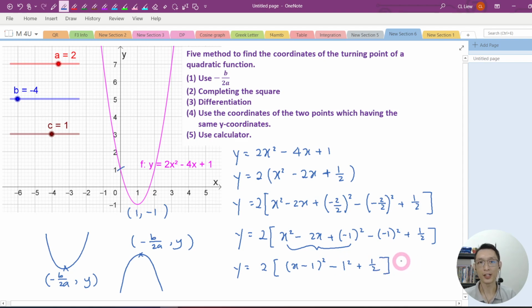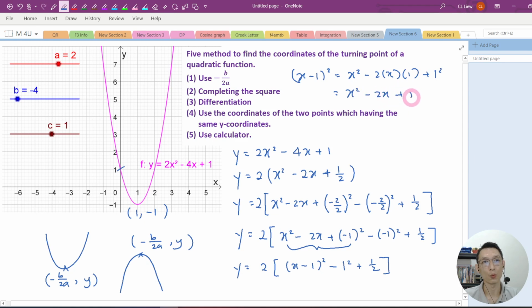Okay, if you feel confused now, you can try to pause the video and try to think about this step. So you can try to expand this back. Let's say I want to expand this back. I hope that you remember the formula: x squared minus 2ab plus b squared, right? So x squared minus 2x plus 1. You see? x squared minus 2x plus 1. Negative 1 squared is actually equal to 1, right?